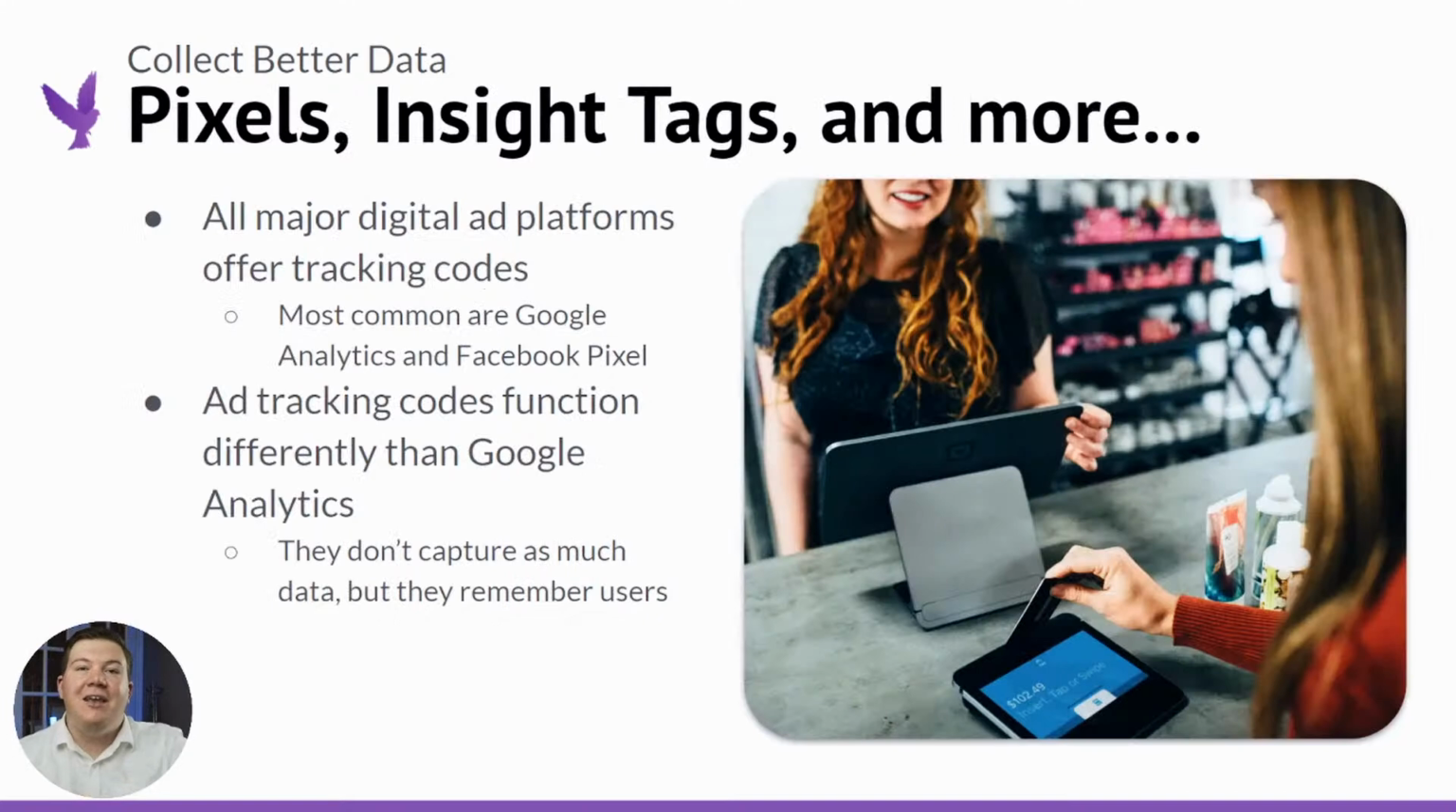So let's talk about the other side of the spectrum, which are retargeting codes. This is the term I use. I don't think anybody else uses that. So retargeting codes are things that you're going to get from advertising platforms, and this kind of functionality is still built into Google Analytics, but the most common tracking codes on the whole World Wide Web, the WWW, are Google Analytics and the Facebook Pixel.